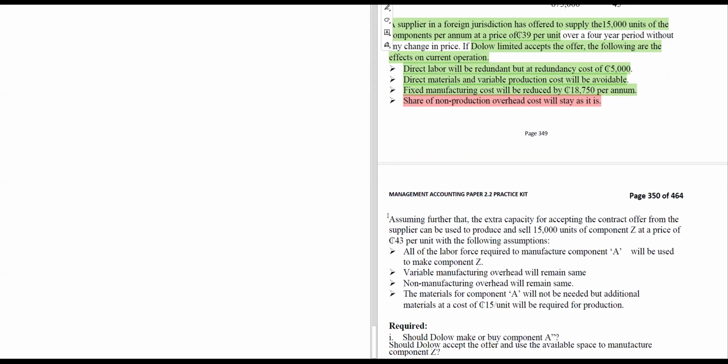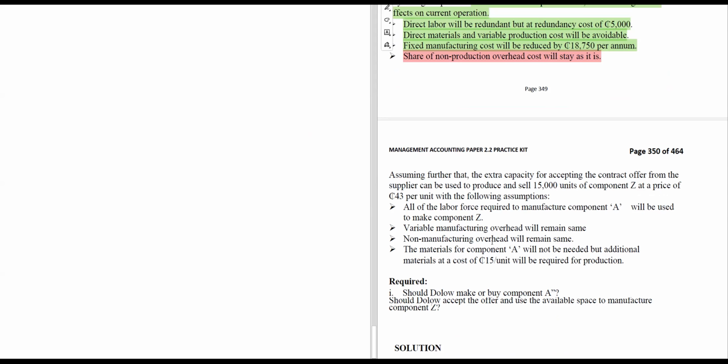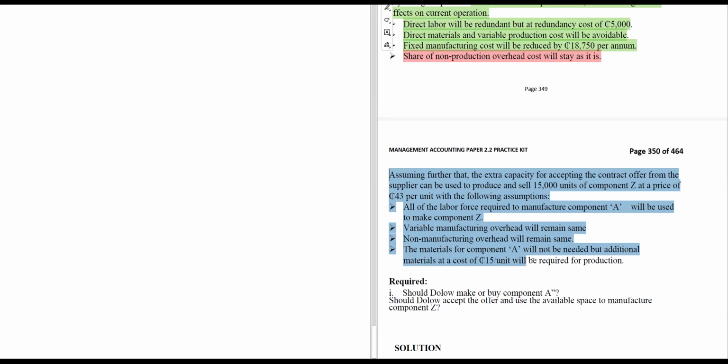So after this, it says what? Assuming further that extra capacity for accepting the contract offer from the supplier can be used to produce and sell 15,000 units of component Z at a price of 43 with the following assumptions, right? That all the labor force required to manufacture component A will be used to make component Z. Variable manufacturing overhead will remain the same. Non-manufacturing overhead will remain the same. Materials will not be needed, but additional materials at a cost of 15 will be required for production. 1. Should Dolo make or buy component A? And B, should Dolo accept the offer to use the available space? You see?